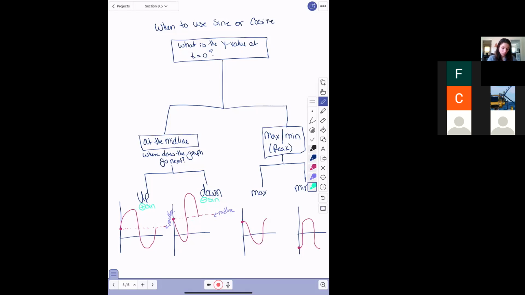Lastly, if the y value is at a max or a minimum when t is equal to 0, if it's at the maximum, you're going to use positive cosine. And if it's at the minimum, you're going to use negative cosine. And that's how you determine whether to use sine or cosine, and if you have to flip your graph. Any questions on that? I'll give you guys a second just to write this down.